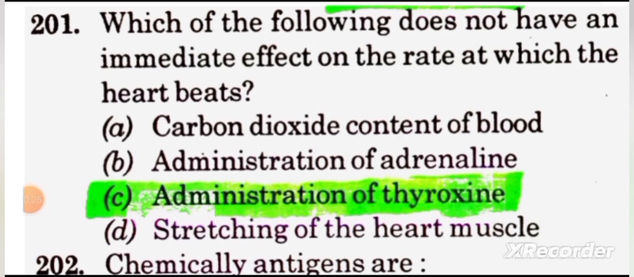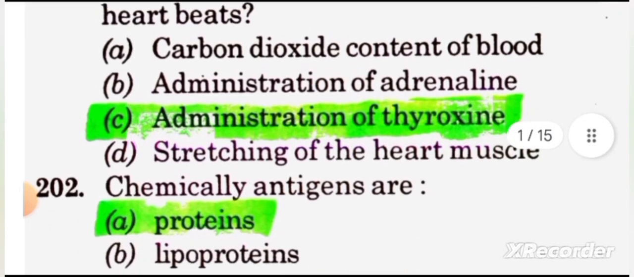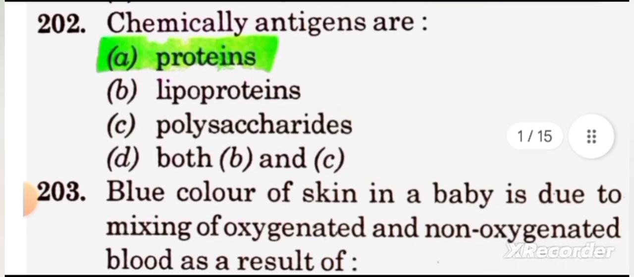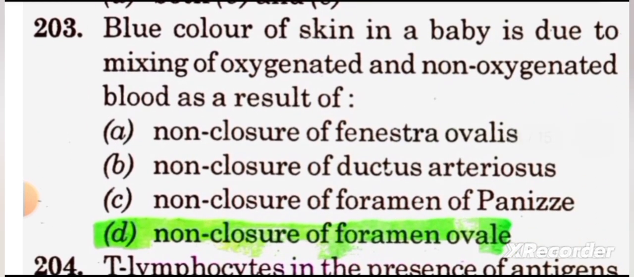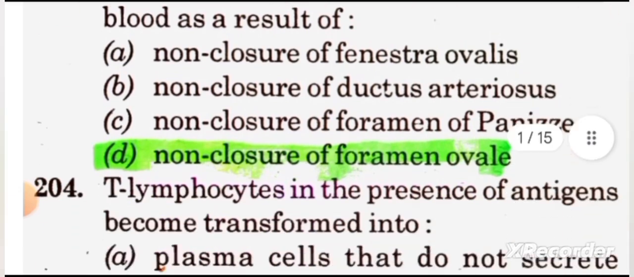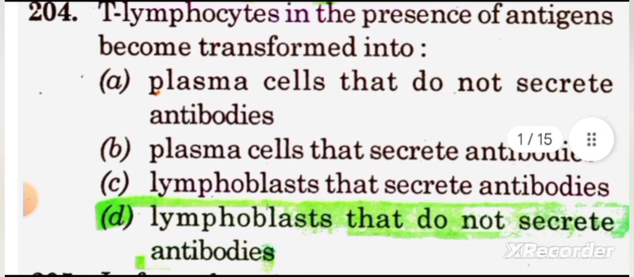201. Which of the following does not have an immediate effect on the rate at which the heart beats? Answer C. Administration of thyroxine. Next, 202. Chemically antigens are. Answer A. Proteins. Next, 203. Blue color of skin in a baby is due to mixing of oxygenated and non-oxygenated blood as a result of. Answer D. Non-closure of foramen ovale. 204. T lymphocytes in the presence of antigens become transformed into. Answer D. Lymphoblasts that do not secrete antibodies.